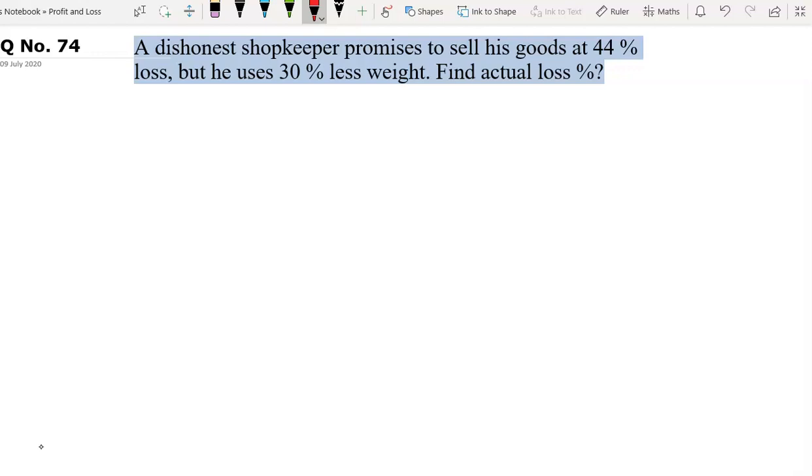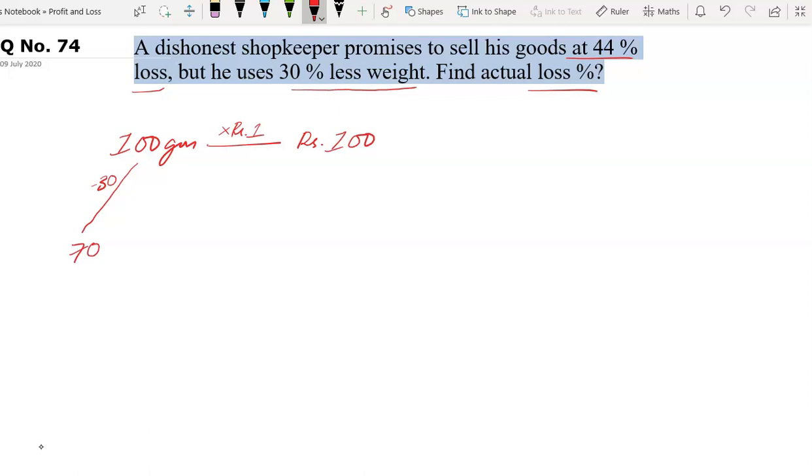Question number 74. A dishonest shopkeeper promises to sell his goods at 44% loss, but he uses 30% less weight. Find actual loss percent. Now let's say the shopkeeper has 100 gram of goods and his cost price is how much? 100 rupees. So each gram will cost him rupees 1. Now he uses 30% less weight. So while selling, he is not selling 100 gram. He is using 30% less weight. So minus 30 gram. So he is actually selling how much? 70 gram.